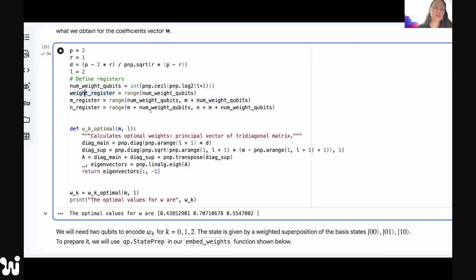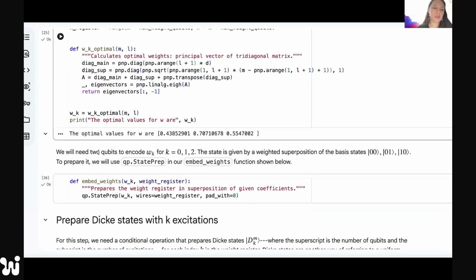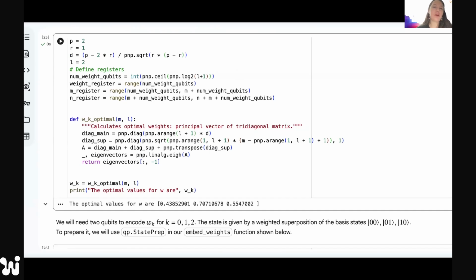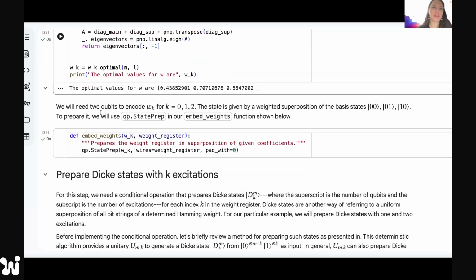So I have these registers that I'm creating here just for ease, and I'm calculating these weights. These are just diagonal matrices that are going to help me calculate the weights, and I'm going to find some right values for these weights to prepare those states. Yeah, that's it. So far, just some static parameters that are dependent on the problem a little bit.